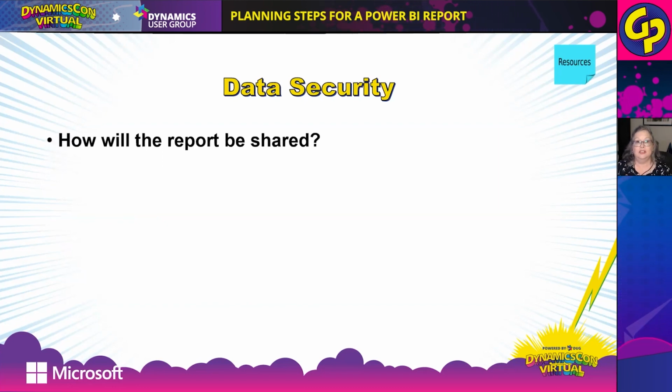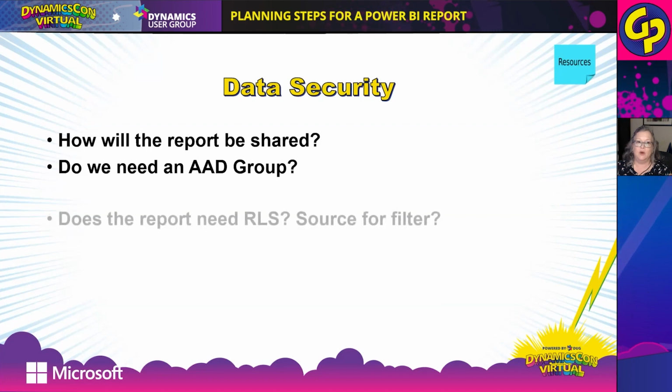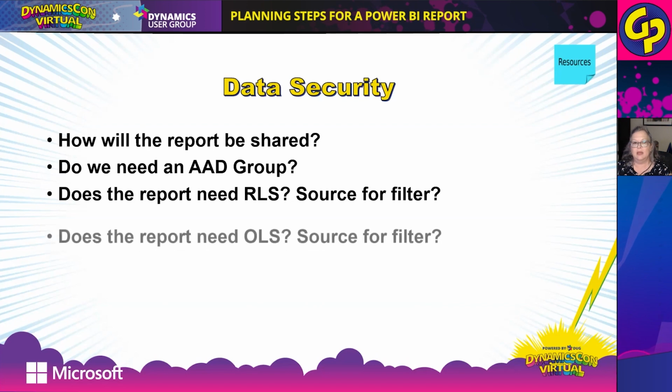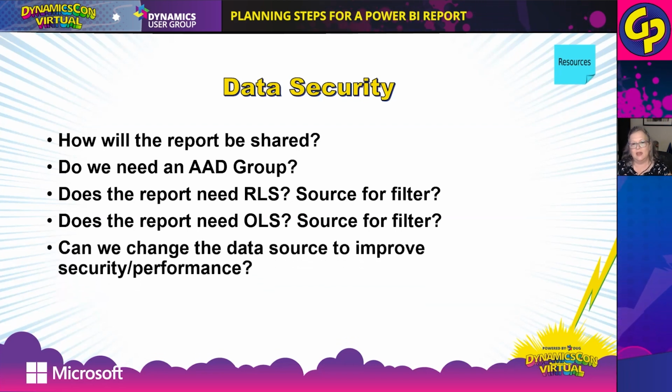So how will the reports be shared? How are we going to share them? That's something that you want to ask. Do we need to deal with Azure Active Directory groups as part of the sharing process? And what about row level security? Are we going to have that? How is it going to be filtered? How is it going to be defined? Is it going to be static? Is it going to be dynamic? And what about object level security? Are we going to want that deployed as well? Or does everybody just flat out have access to everything?